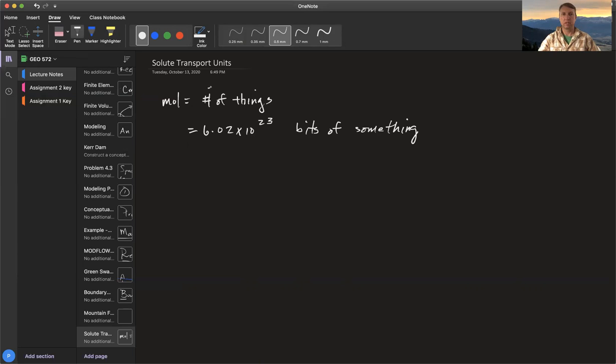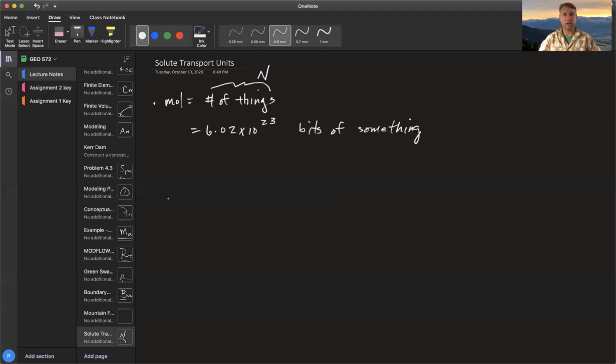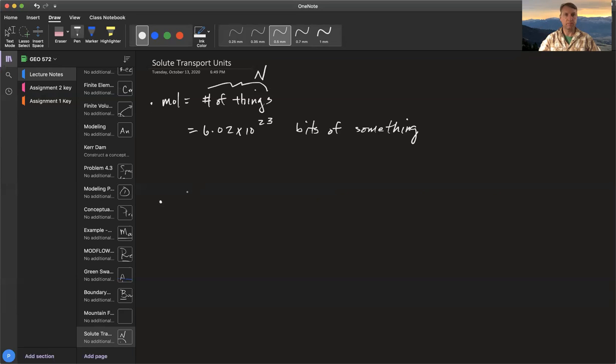And I'm going to call the number of things, I'm going to label that a big N, all right? So anytime we're talking about a number of things, let's call it N, a number. All right, so mole is really just a measurement of a number or amount of things.